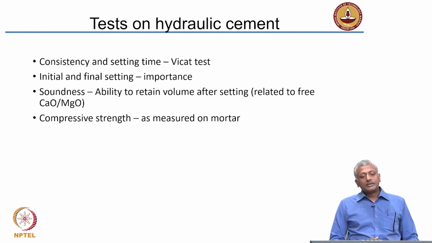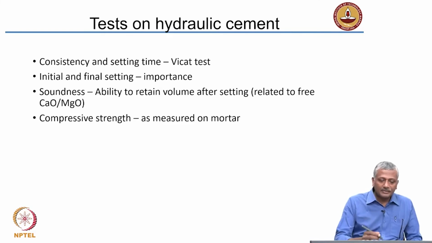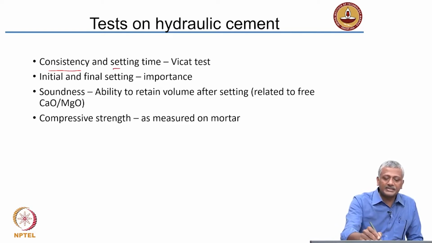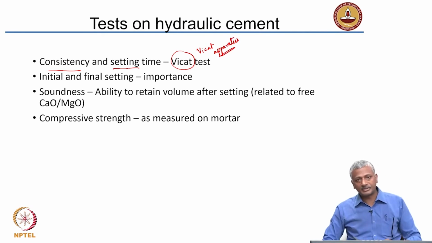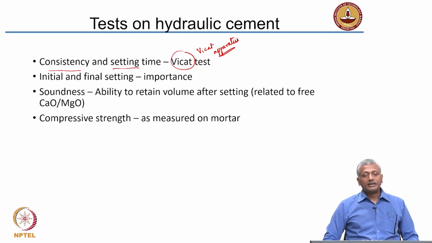The important tests that are required for cement analysis are the test of consistency and setting time, which is done with the help of a Vicat apparatus. Many of you will have this test in your laboratory classes in your further semesters. So, you have to determine what is called initial setting time and final setting time. What do you think is the importance of initial and final setting time?